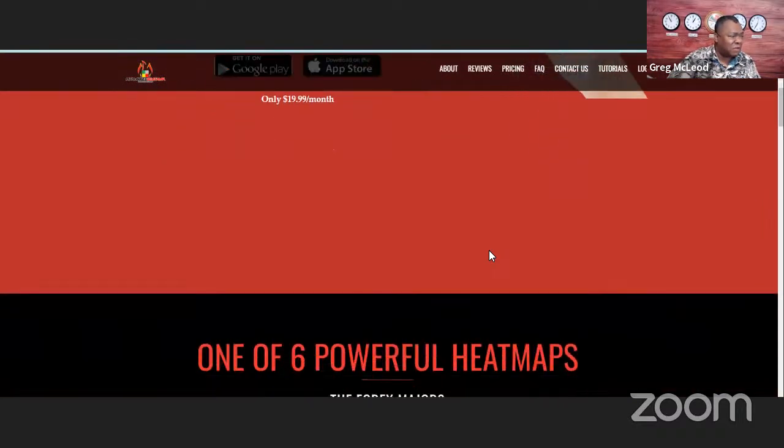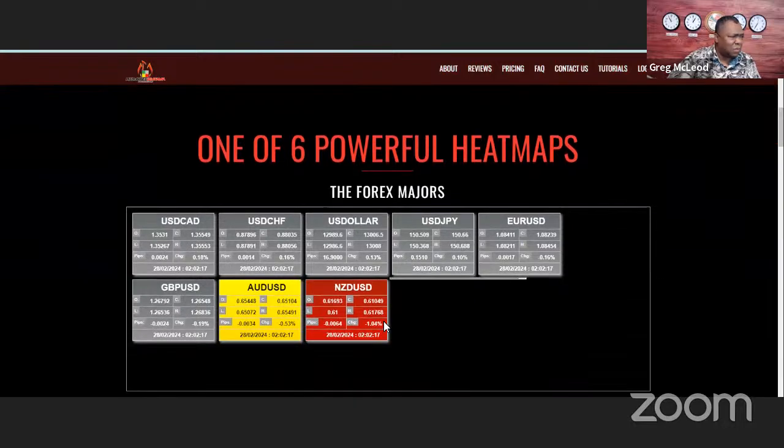You actually go to the front page and you get access to one of the 6 powerful heat maps found within the My Market Heat Map. You can clearly see, without looking through a bunch of charts and indicators, that the Australian dollar and New Zealand dollar are the weakest currencies right now. Again, the Kiwi dollar is down 1.06%, and the Aussie dollar is down 0.54%.